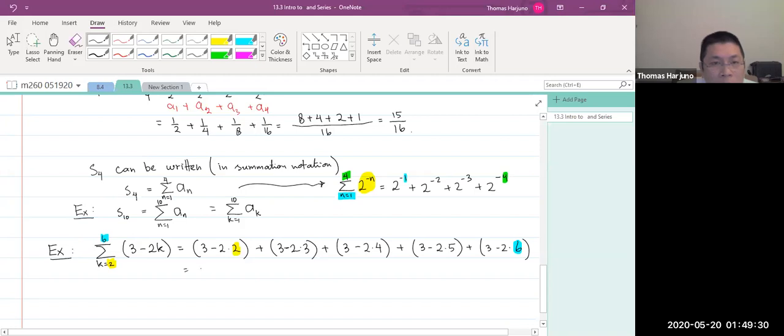Now I go on computing this. This is negative 1, right? 3 minus 4 is negative 1. 3 minus 6 is negative 3. 3 minus 8 is negative 5. 3 minus 10 is negative 7. And 3 minus 12 is negative 9. Then I get negative 25.